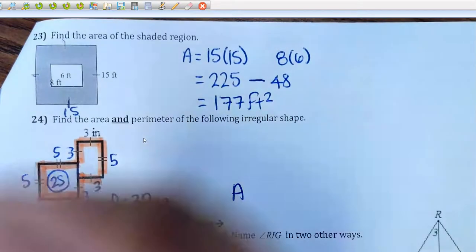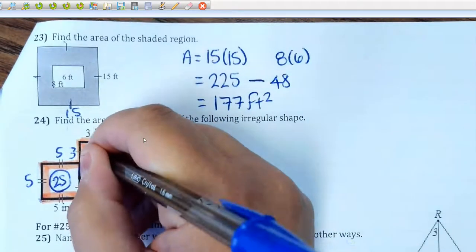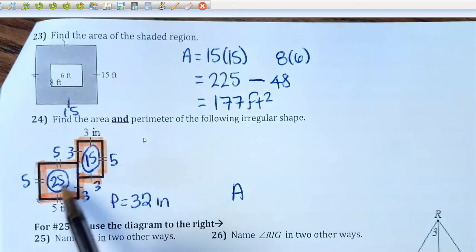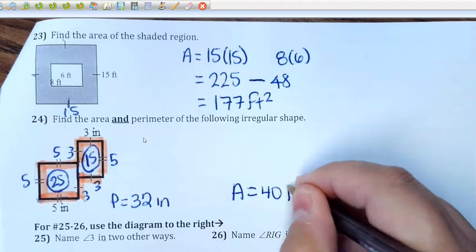This rectangle here is 3 by 5. Multiply 3 times 5, you get 15. Add the areas together. 25 and 15 is going to give you 40, and that's going to be inches squared.